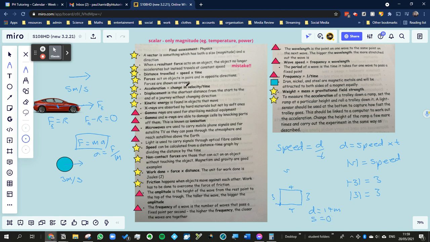So how does it define it here? The shortest distance from the start to the end of the journey. Well, the start and the end was in the same place. The shortest distance is going to be 0. If he didn't quite go all the way back home, maybe he just travelled 2 meters, then the shortest distance would be from here to here, and so the displacement would also be 2 meters.